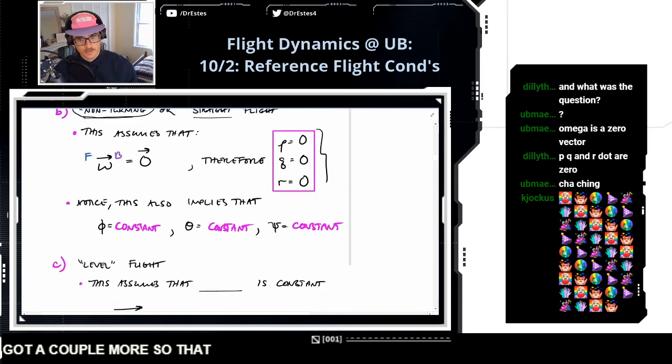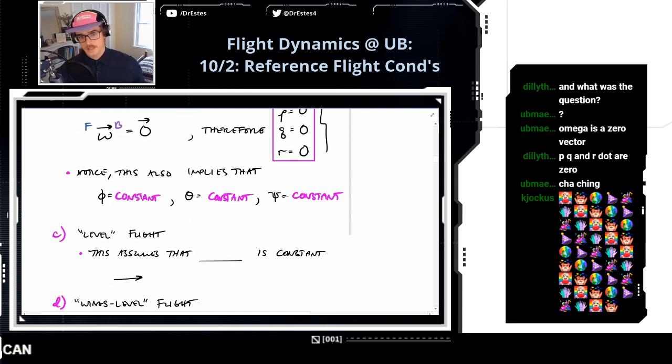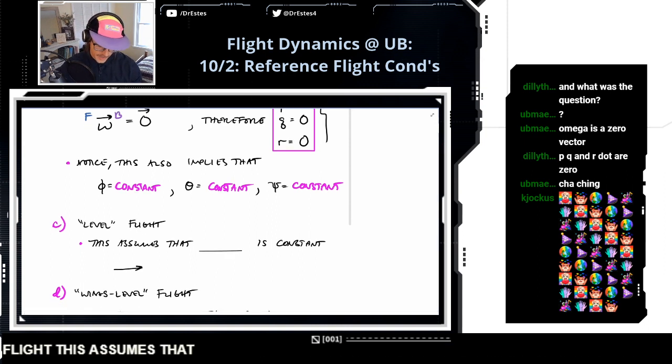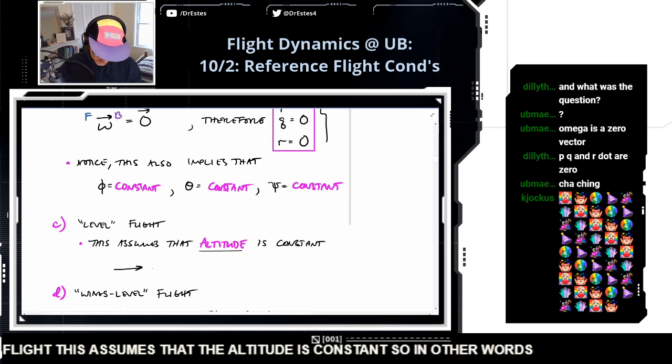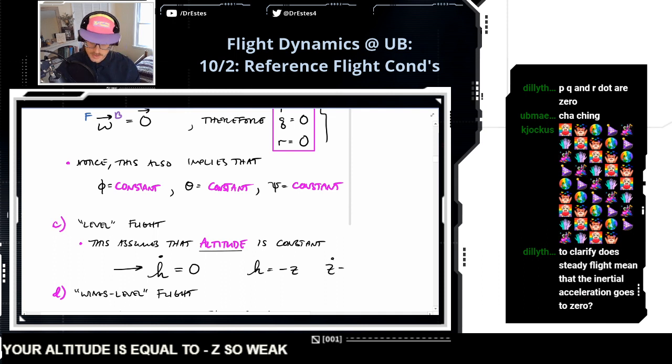So that's non-turning flight. When we build a reference flight condition, we're going to combine together a bunch of these things. All right, level flight. This assumes that the altitude is constant. So, in other words, H dot equals zero. And your altitude is equal to minus Z. So we could also say that Z dot equals zero.